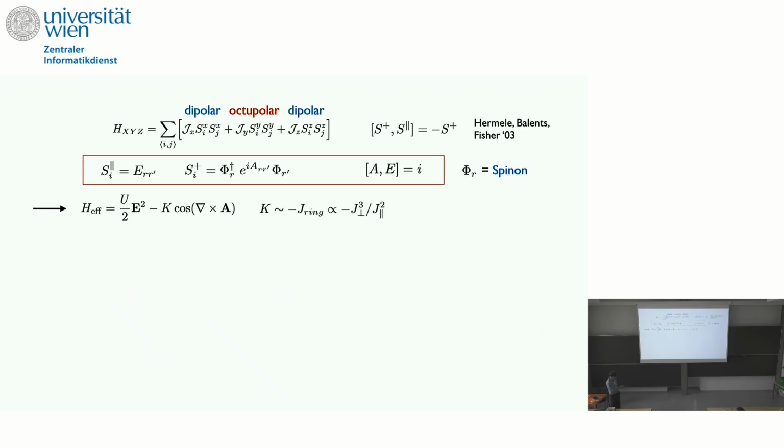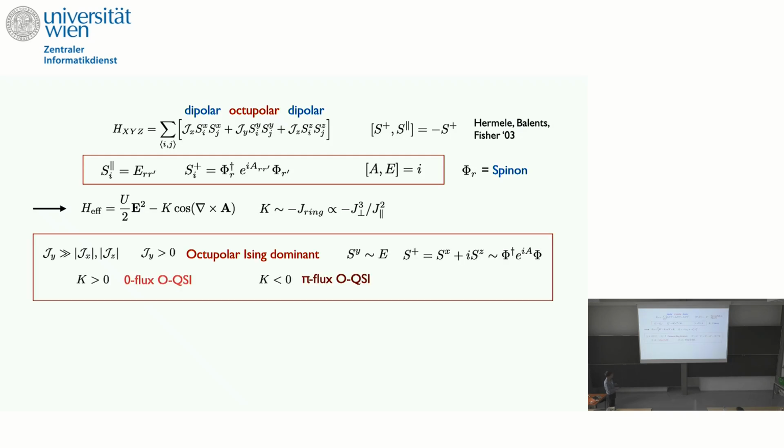So with this, you can map this problem to a quantum electrodynamics problem like this, as I described to you, and the sign of K depends on whether the transverse coupling is ferromagnetic or antiferromagnetic. For example, imagine that my octupolar exchange interaction is dominant. If this is the largest coupling, then in this case, the Y component, or octupolar operator, should scale like the electric field, and the spin raising operator will be a combination of X and Z components.